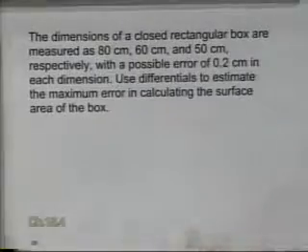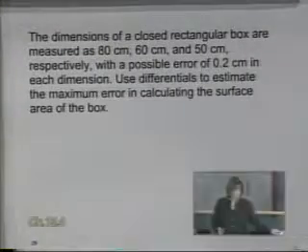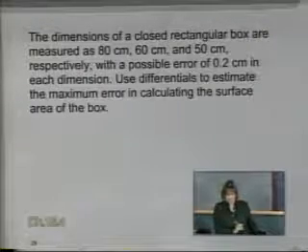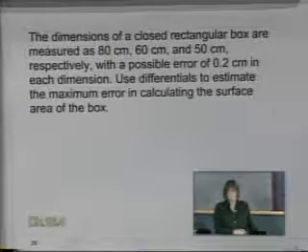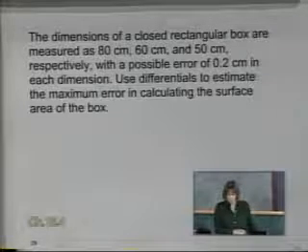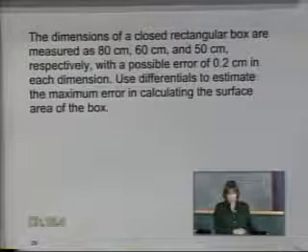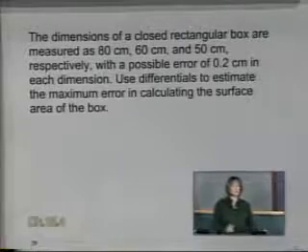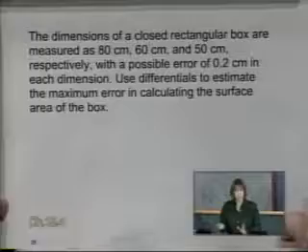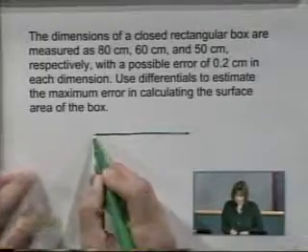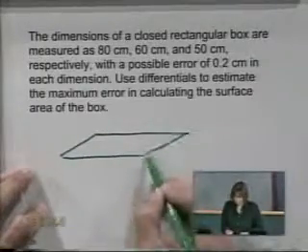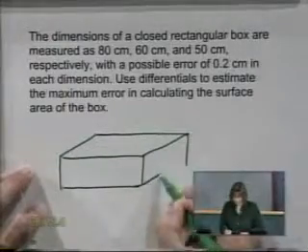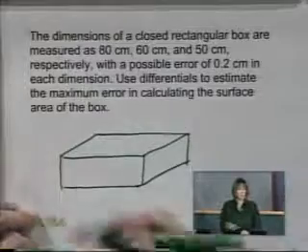Let's do this one. The dimensions of a closed rectangular box are measured as 80 centimeters, 60 centimeters, and 50 centimeters respectively, with a possible error of 0.2 centimeters in each dimension. Use differentials to estimate the maximum error in calculating the surface area of the box. Well, first of all, we're talking like a shoebox. Here's my shoebox. And what are we calculating? The surface area.